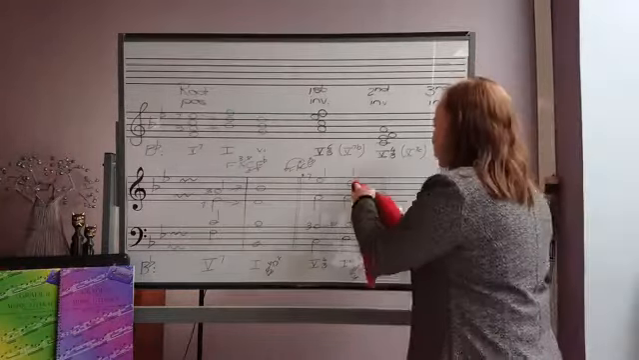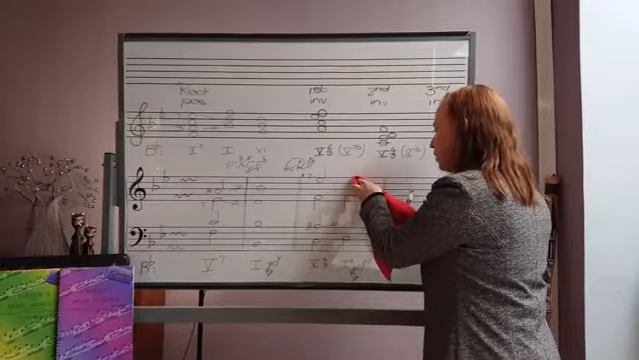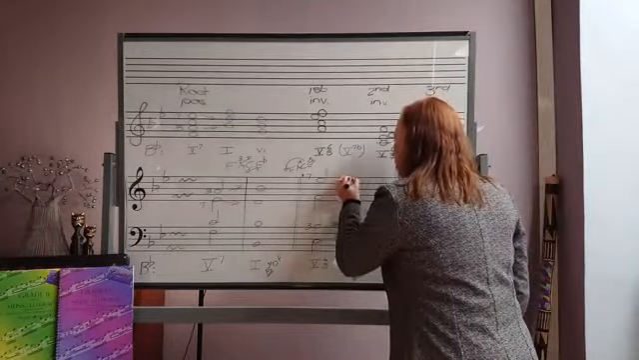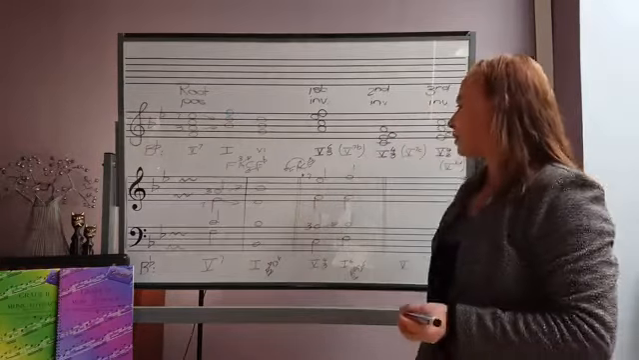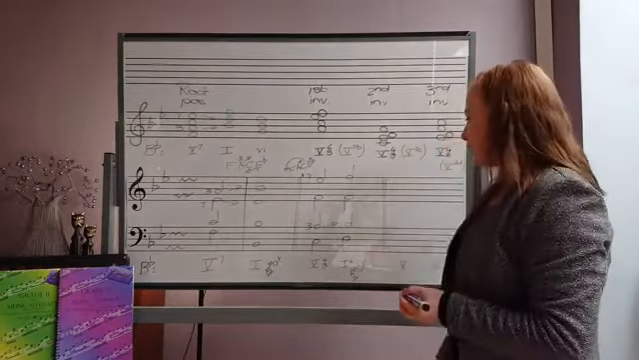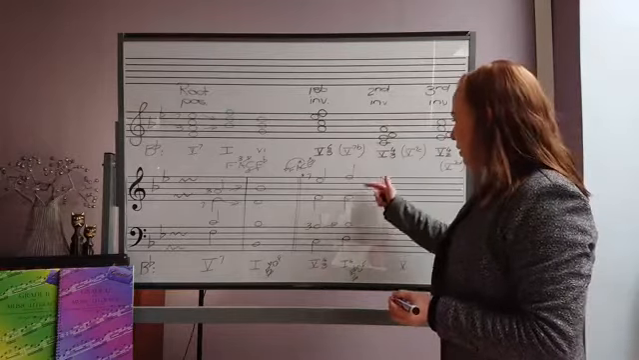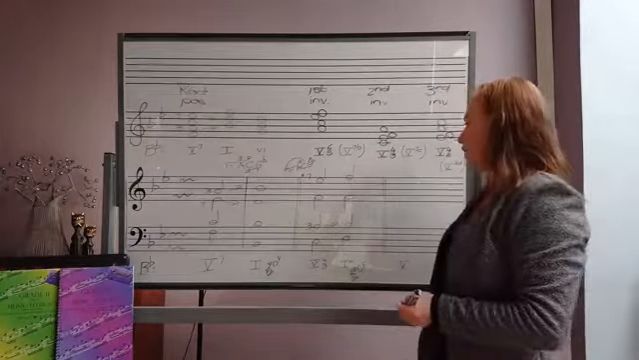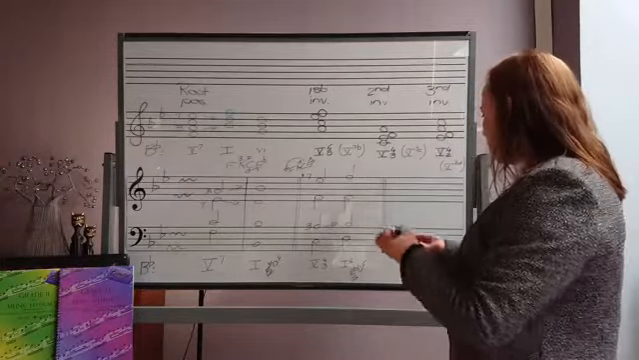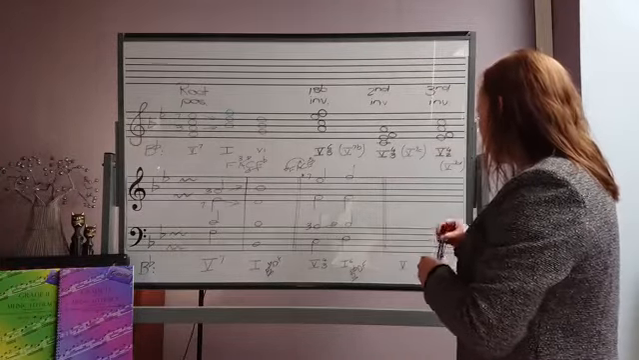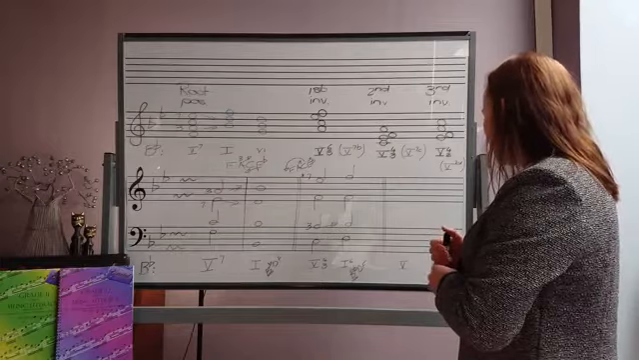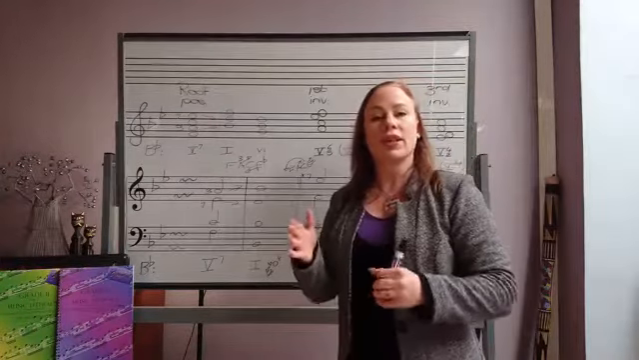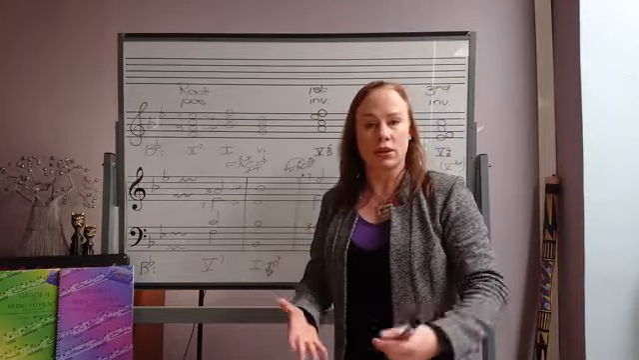So this is your exception. Instead of the seventh resolving descending, it's actually going to resolve ascending, and then I don't have faulty doubling. And like you can see, because of this, I've doubled my fifth, which is perfectly fine. Okay, and then I'm going to do one more example for you, and this is just to show you another way that you can apply it.